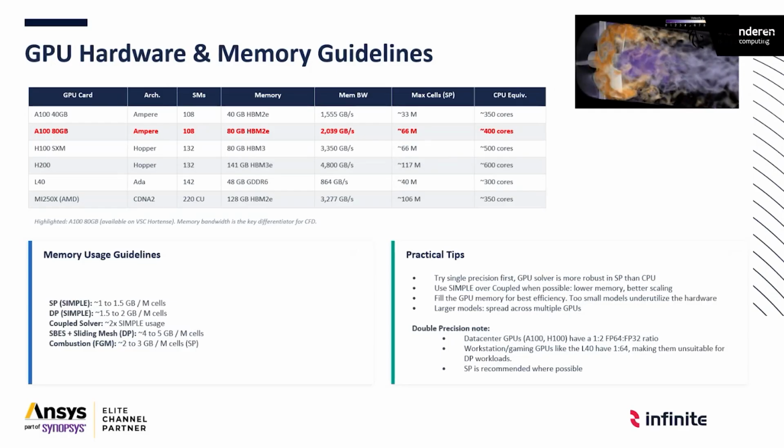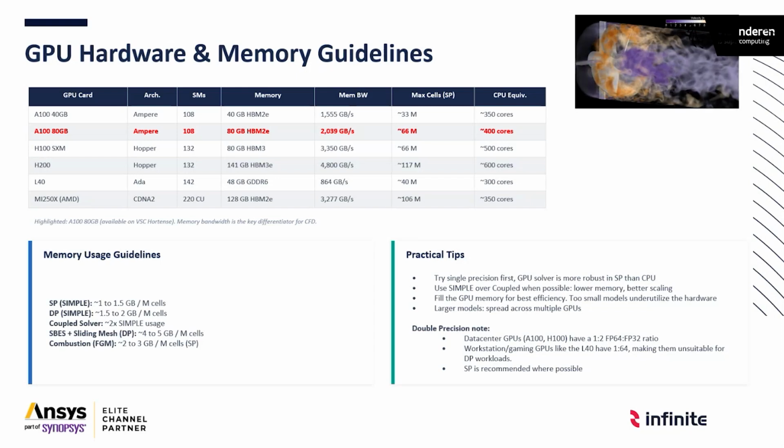Then a general table of some data center GPUs. I have highlighted the A100. That's the one I used. You see the memory bandwidth for them and also the equivalence. But you also see the maximum number of mesh cells that can be run on that case.